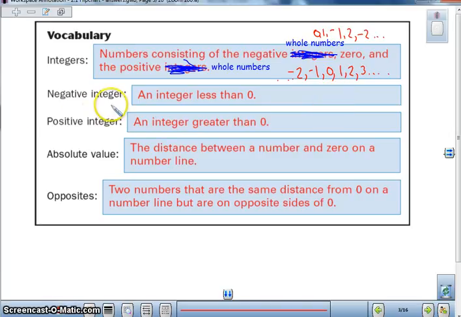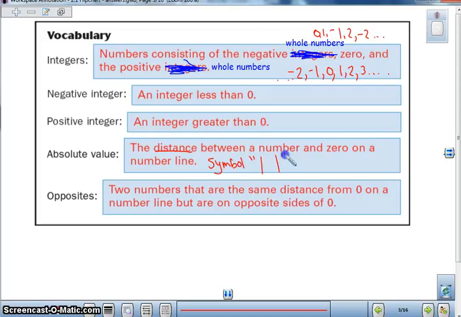We don't have negative integers in your notes, but those would be our integers less than 0. Positive would be greater than 0. Absolute value means the distance between a number and 0 on a number line. When you think of this, this is how far away. Remember, distance is usually always a positive number. So the symbol that we use, and you're going to put down this symbol, is these two straight lines.